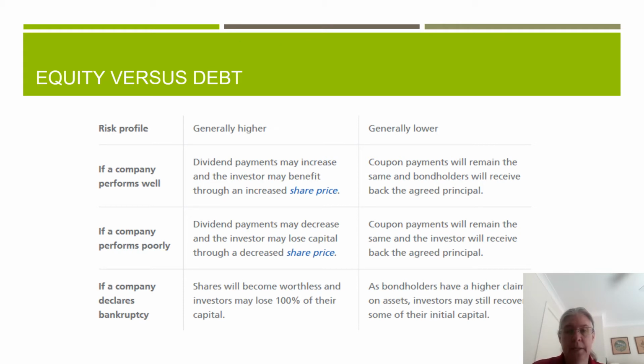If the company declares that they're bankrupt, then as a shareholder you're going to get nothing, you'll lose all your money. But bondholders have a higher claim on the ladder, so they should be able to get some of their investment back.